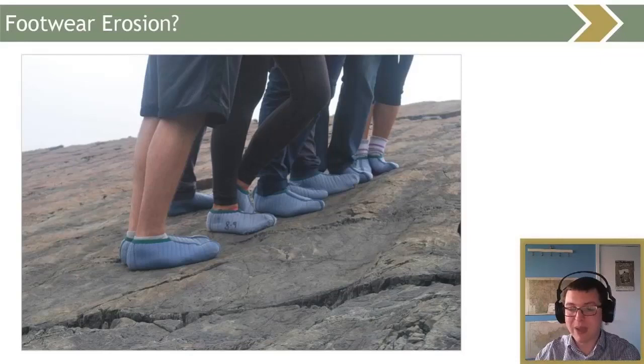And these were bought in by the reserve a few years ago with the idea that it's softer, much better for the conservation of the site, much better than people walking around in their shoes.